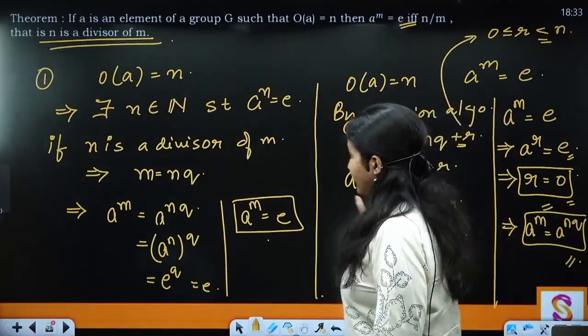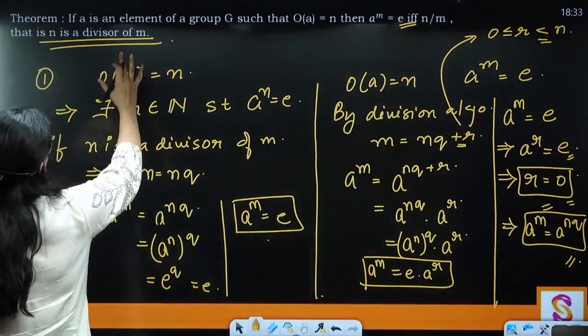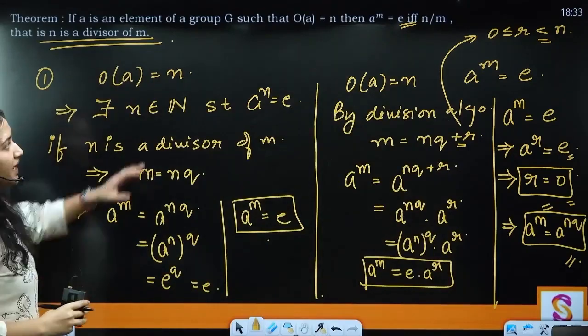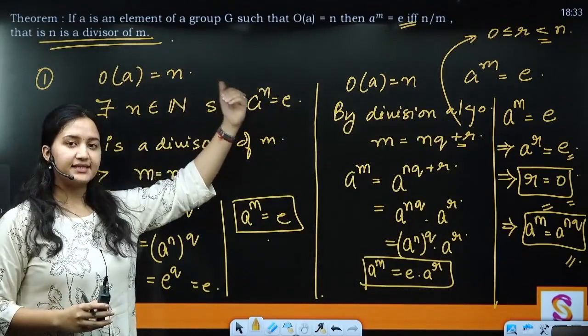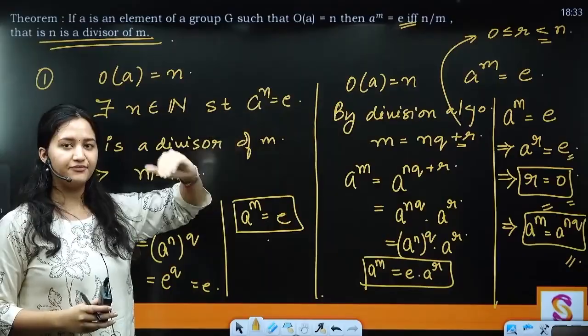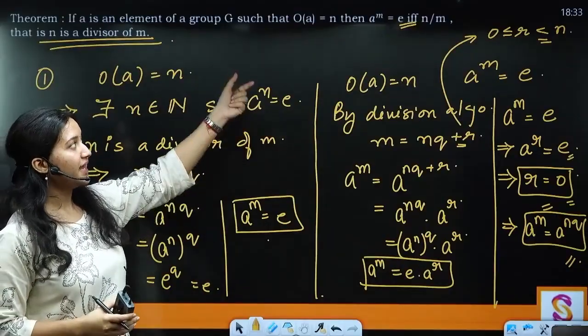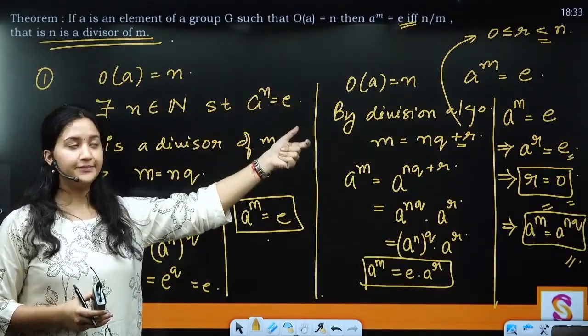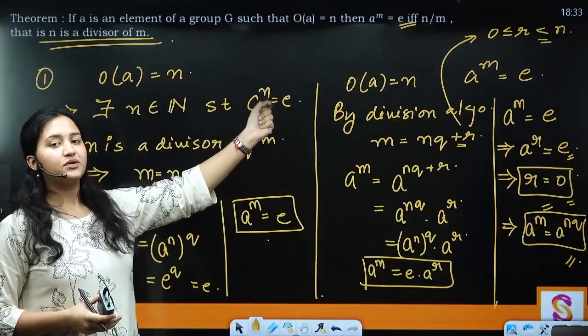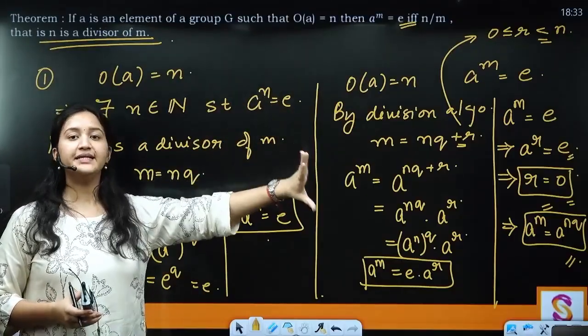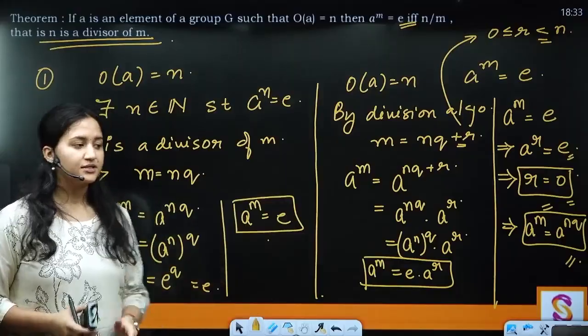So this is how we can prove the given formula: if a is an element of group G and order of a is n, and there is another value m which is a positive integer, and a raised to the power m is equal to e, then it is possible if and only if n completely divides m, right?